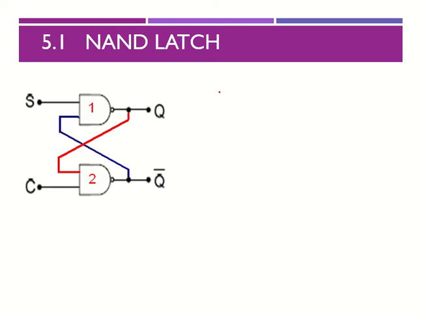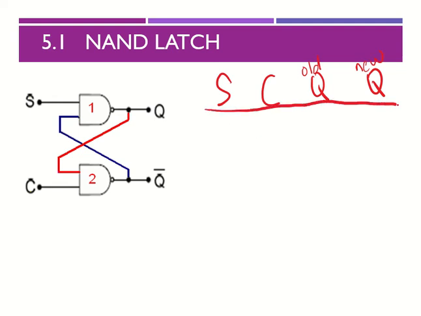Okay, so let me draw again. You're going to have an S, a C, and a Q. And this particular Q, you're going to have it output. So you're going to have an output of Q. This one is an old Q. Let's say we put old Q and we put a new Q.